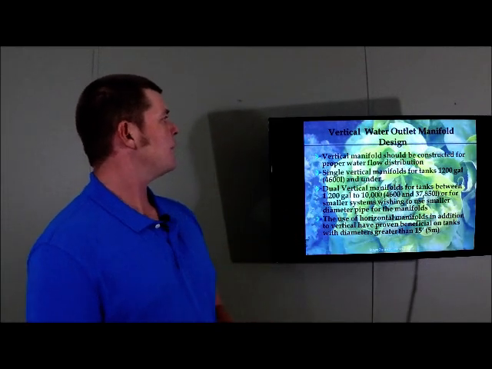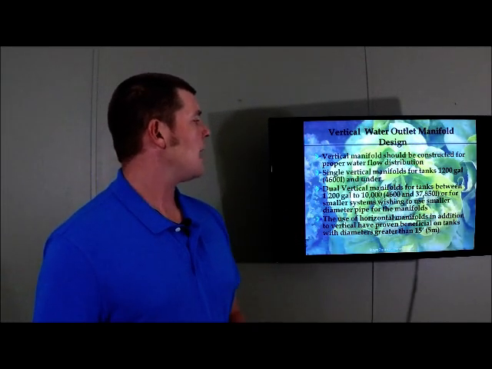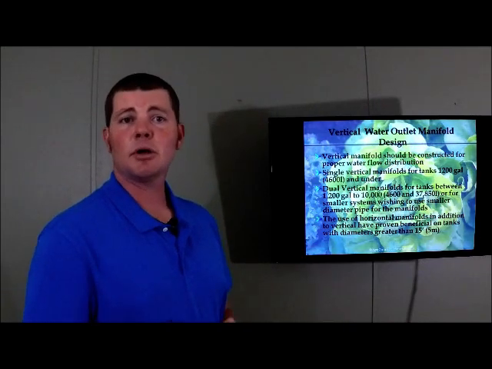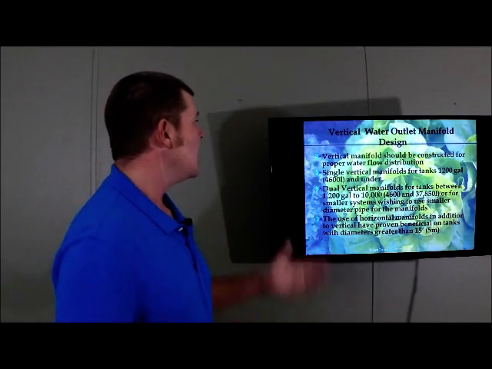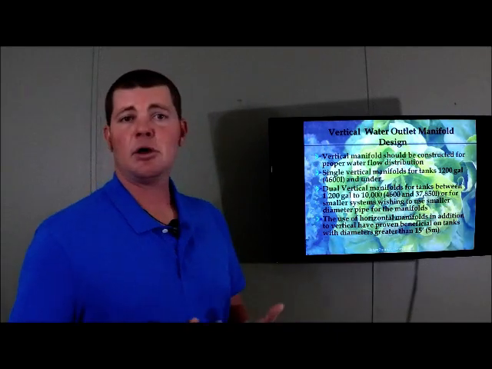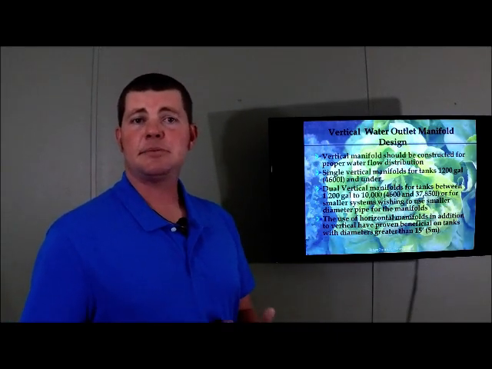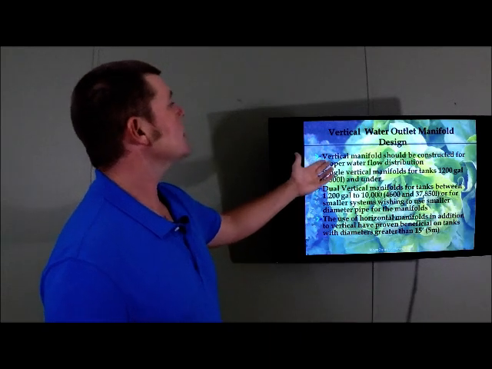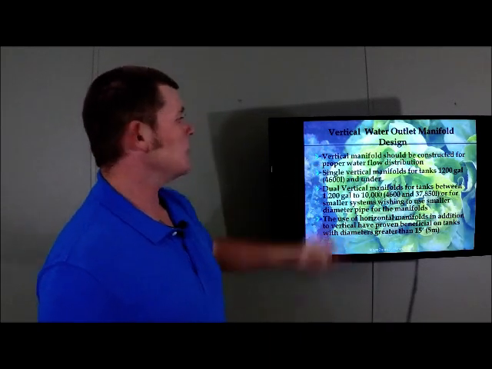So let's talk about vertical water outlet manifolds. How do we design these? We've talked about them in the aquaculture section. I think we've seen some pictures, but this is basically the water pipe that's putting water into your fish culture tank. So they should be constructed for proper water flow distribution.